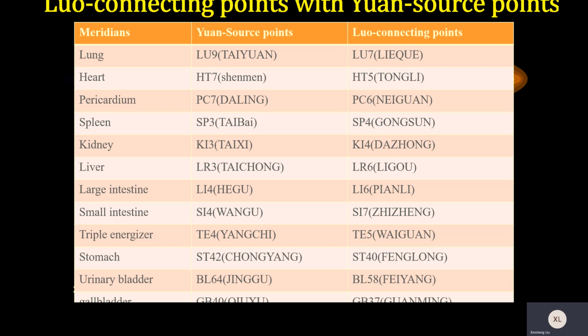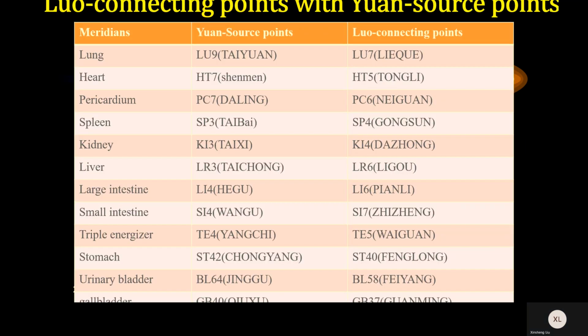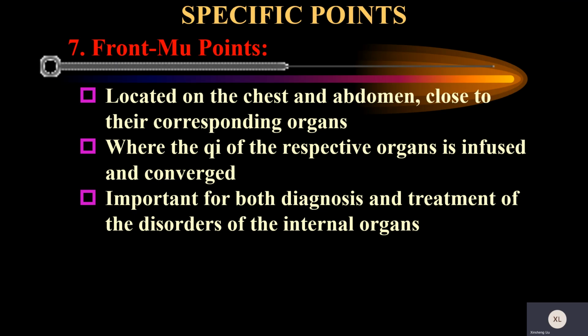Same for heart, pericardium, spleen, kidney, liver, large intestine, small intestine, triple energizer, and Sanjiao here. Stomach, urinary bladder, and kidney. Gallbladder, and still have the gallbladder and the liver, right? Gallbladder, liver, yeah. So, next slide.